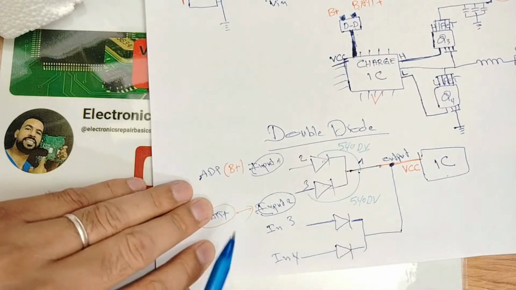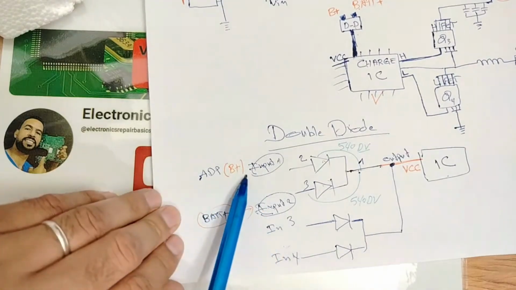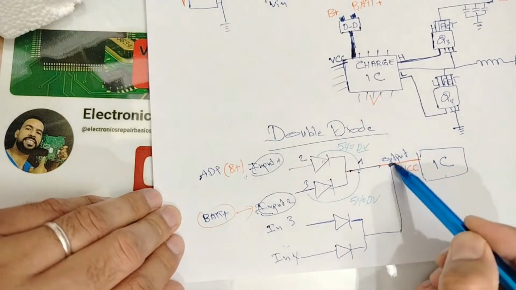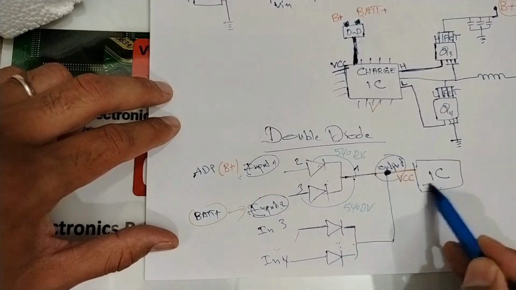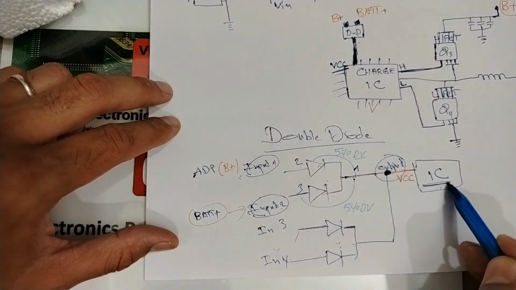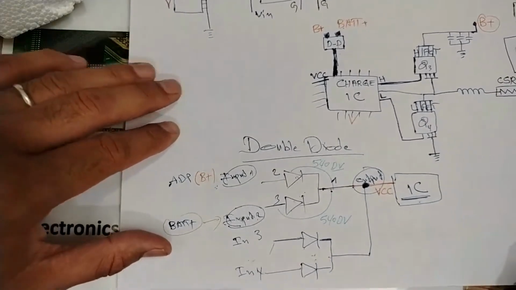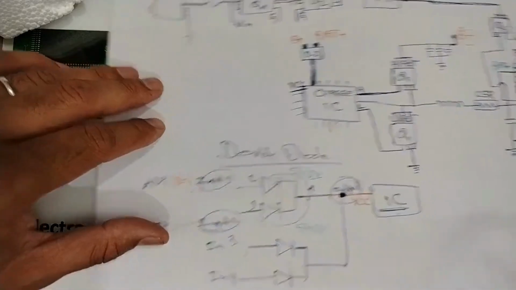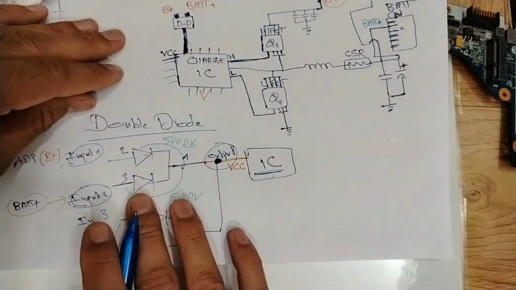So we have, for example, 4 inputs from 4 different sources, but we have the output, we need just one output to power an IC. It could be charge IC, it could be CPU IC, RAM IC, etc. But my friends, for the MOSFET, it's different.